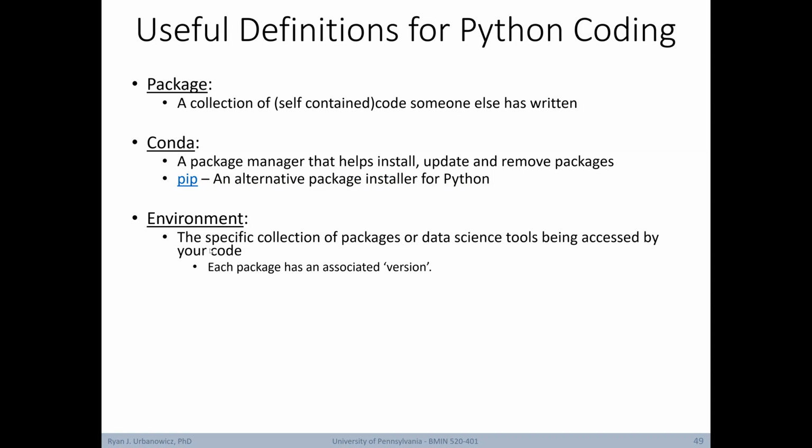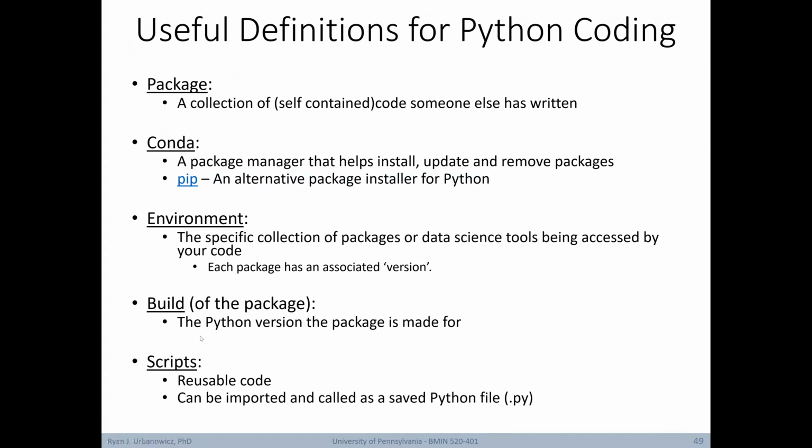If you want somebody else to be able to run your code, they'll need to know exactly what you used in order to replicate what you've done. The build of a package refers to the Python version that the package is made for. And then the term scripts.